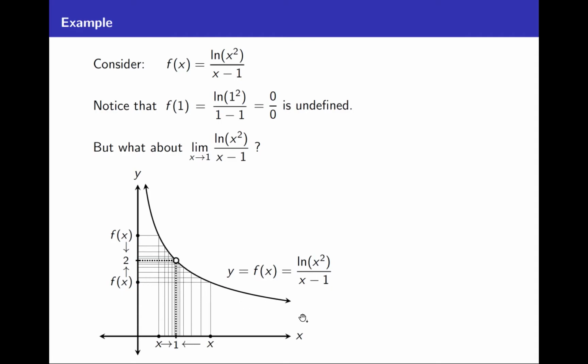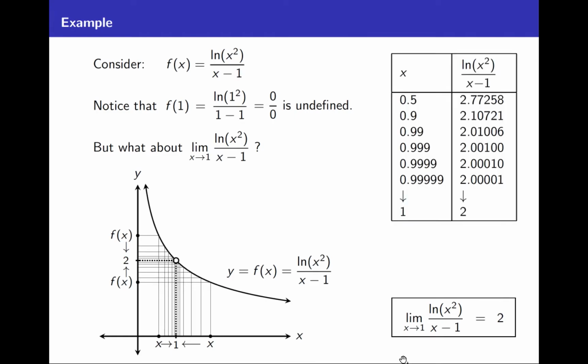So from this evidence, we would surmise that the limit as x approaches 1 of ln of x squared divided by x minus 1 equals 2. Now, we haven't really proved that, because is this number really 2? Is the y-coordinate of this hole really 2? Would it instead be 1.999 or something like that? But just from this evidence, it appears that the limit is equal to 2.